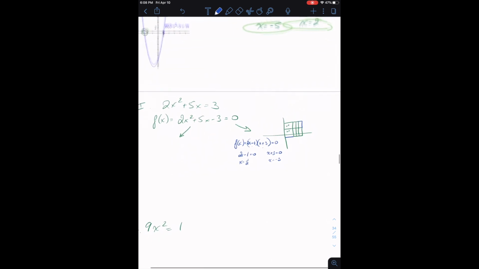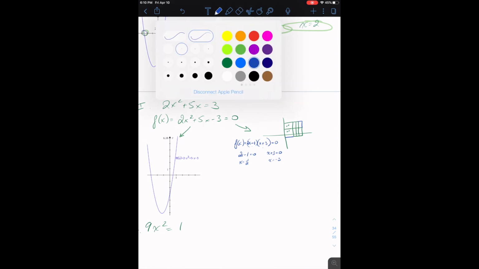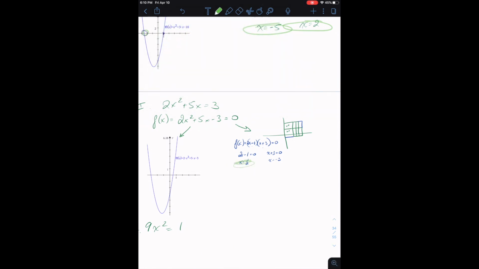Okay, let's see if we can do the same thing with a graph. We can confirm this with a graph. And here we have the graph. And I think we should be able to see that x equals 1/2 and x equals minus 3 do align with the places where the graph crosses the x-axis. So we did confirm it with the graph.